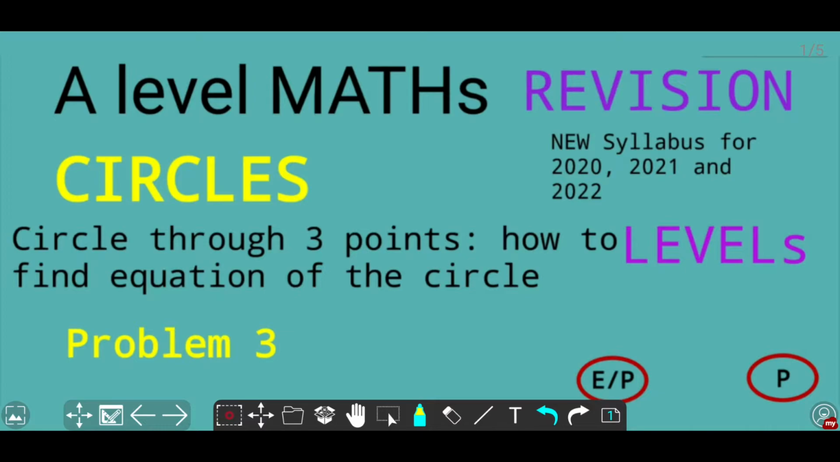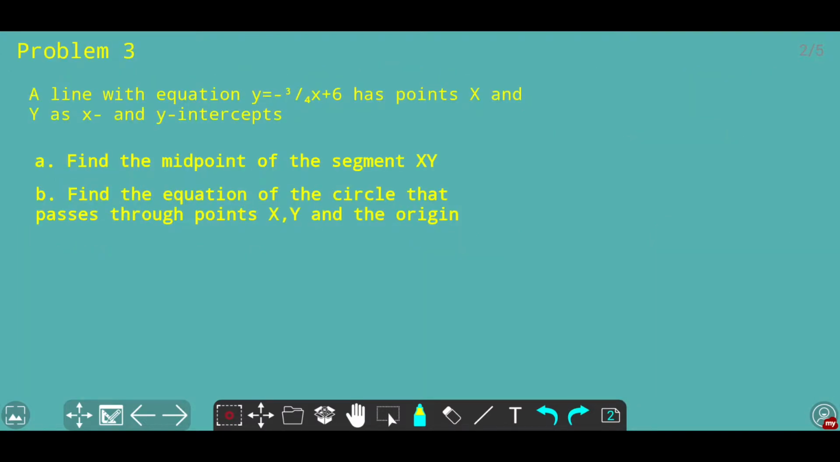So right now we're going to consider problem 3. Here is problem 3, this is P level for A-level maths. Everyone is welcome and everyone can try to do that on your own. So grab your notes, grab your pens, and let's try to do it.